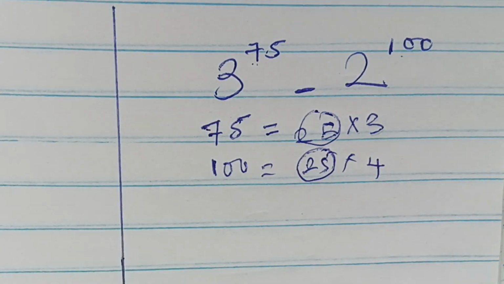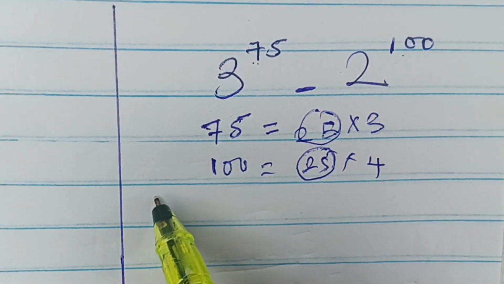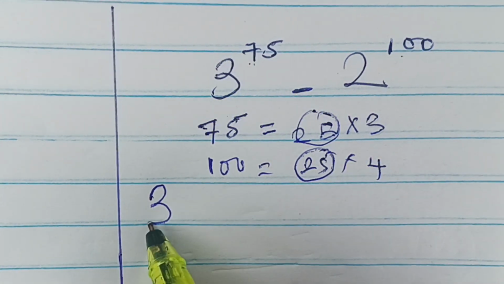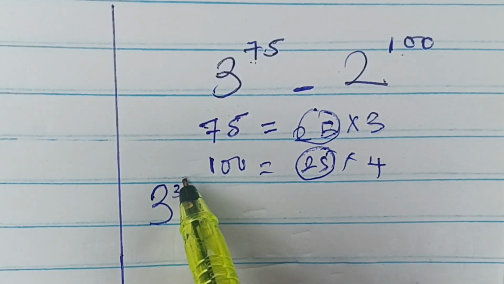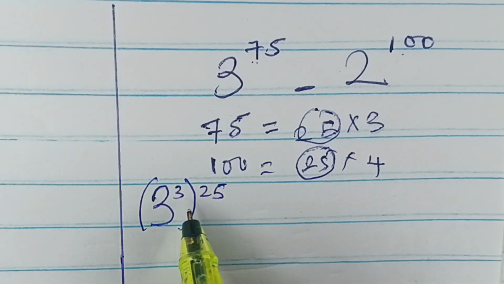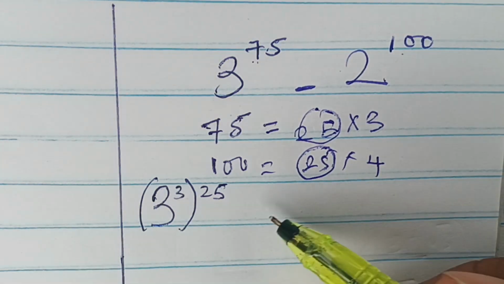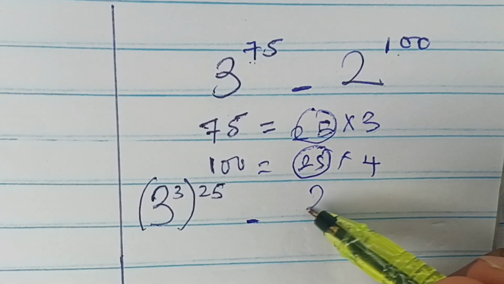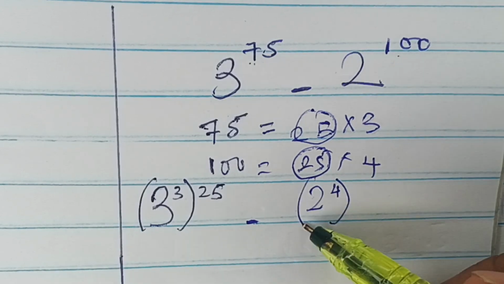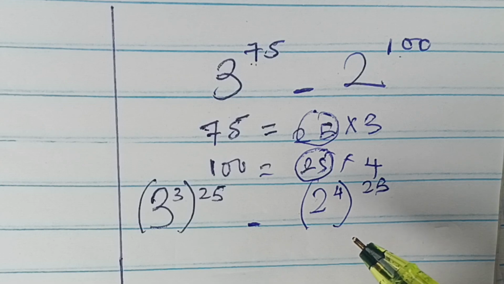Can you see it? Invariably, this means that we can just go to the power directly and express 3 raised to power 75 as 3 raised to power 3, raised to power 25. This follows from the product law. Now again, we can express 2 raised to power 100 as 2 raised to power 4, raised to power the same 25. This makes our workload very easy.